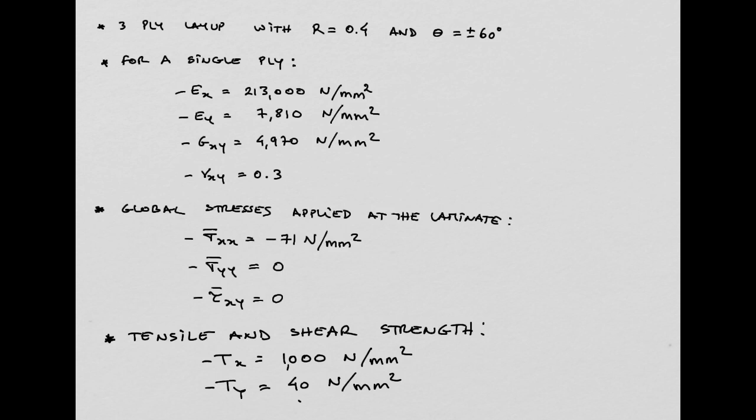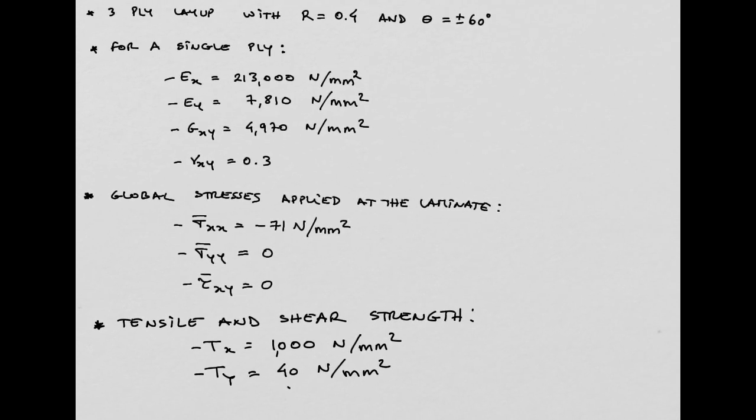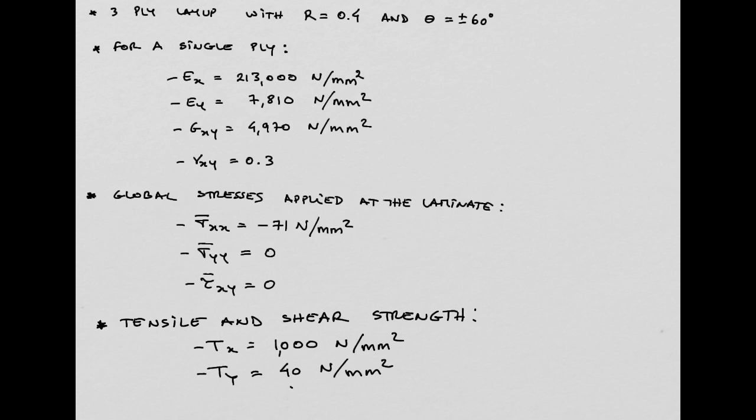These properties were taken from a supplier. So these are real properties. I'm not making up these properties. You can see in the transverse direction it is 40 megapascal. It can take a maximum of that. In the direction of the fiber it is 1,000. Shear strength is 50.